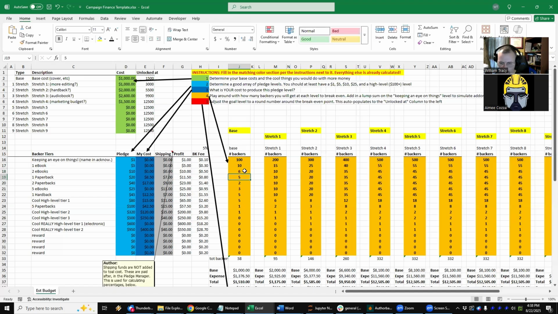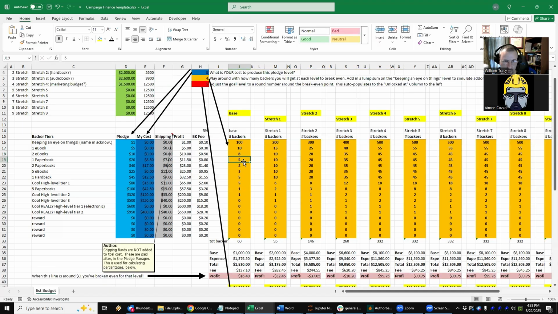So let's change this. Let's say this is 8. I'm going to try to mess with this and make sure I'm still profitable. So let's do 10, 5, 2 paperbacks. We're going to have like 2, 5 ebooks. We're going to have, yeah, like 3. We're going to say 2 people got the hardback. 3 people got your first high level tier. 1 person got 5 paperbacks, a family member who really wanted to support you. We have somebody who backed a cool high level tier.